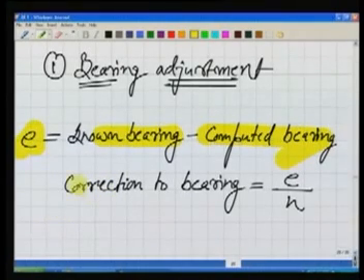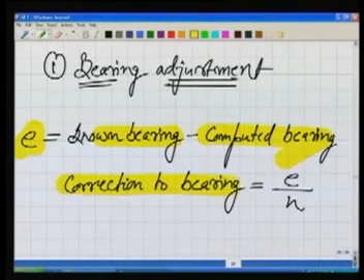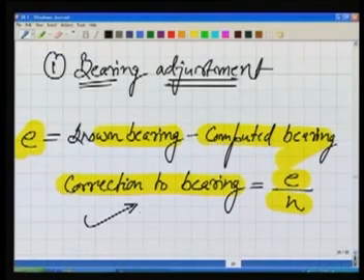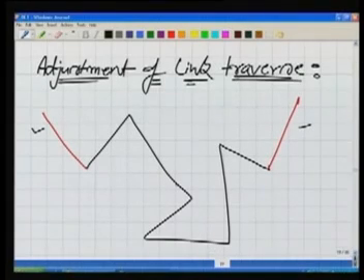So we can find the correction to bearing using the error value divided by the number of lines. This correction can be applied to the bearing of each line. We will find the value of the correction, apply it to each of these lines, and on the basis of this we can compute new values of these internal angles. Well, we have applied the corrections for the bearings.